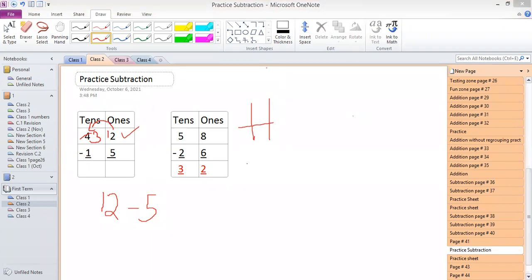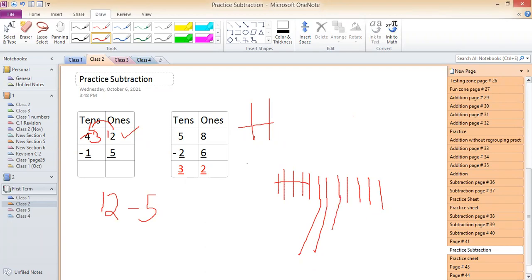Now draw 12 lines. Cut 5 lines. 1, 2, 3, 4, 5, 6, 7, 8, 9, 10, 11, and 12. Cut 5 lines. Count with me. 1, 2, 3, 4, 5. How many lines are left? 1, 2, 3, 4, 5, 6, 7. 7 lines are left.